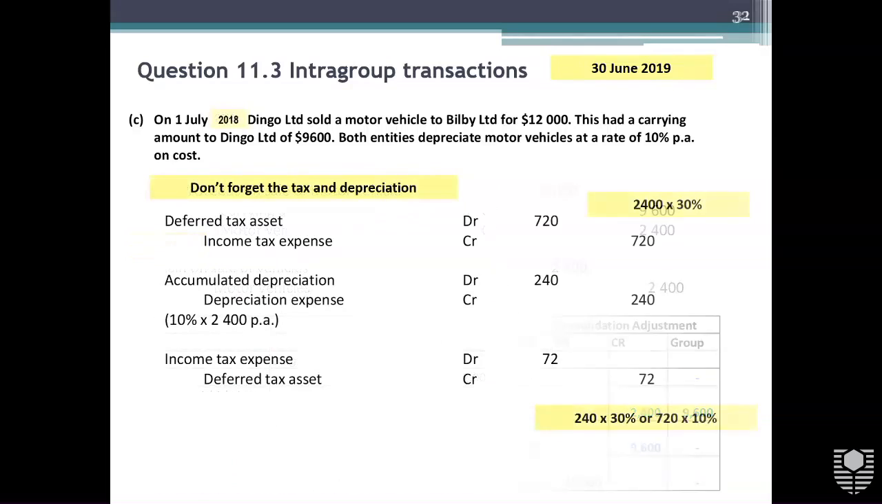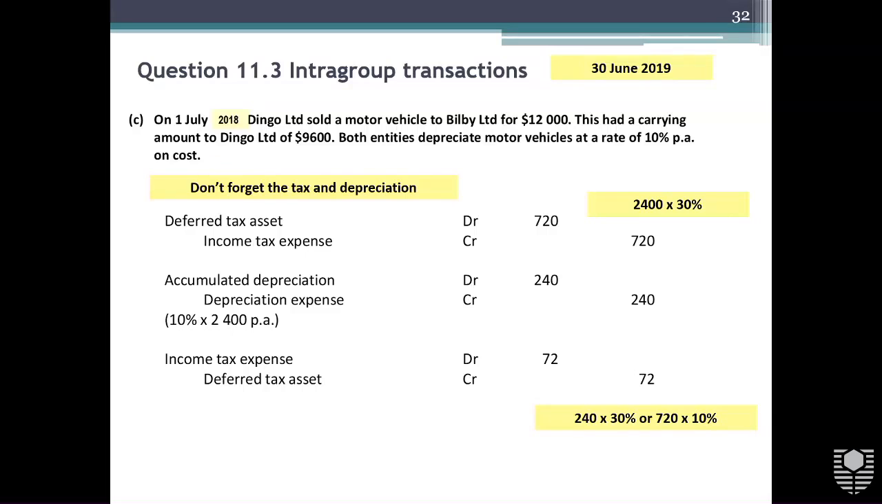Don't forget the tax component, so the depreciation and the tax. The variance there is $2,400. We have to account for the tax on that. So 2,400 times your 30% is 720, your deferred tax asset.